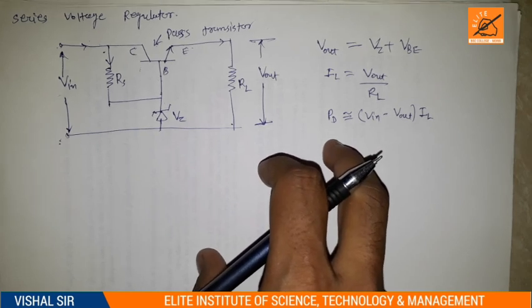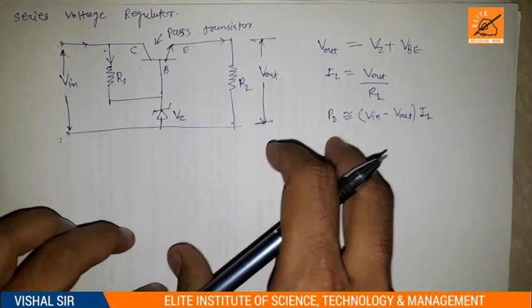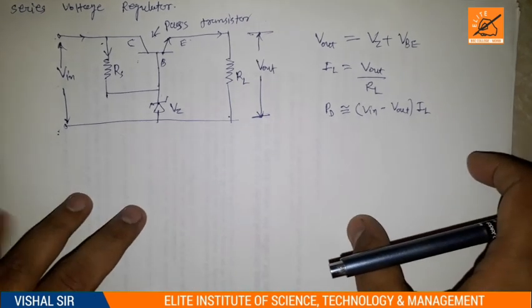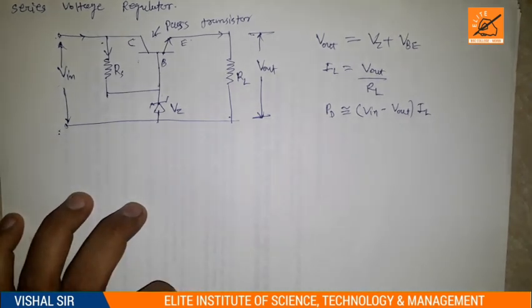The most important advantage of a series voltage regulator is its higher efficiency as compared to a shunt voltage regulator. So this is all about voltage regulators.